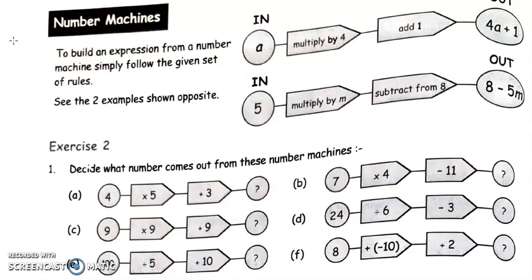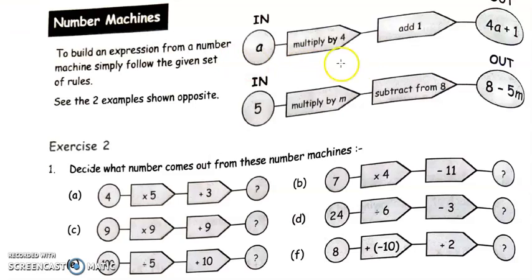And the second example shows you that you have got the number 5 and you multiply it by the letter M. So you would get 5M, okay? But it's then saying subtract from 8. So you're having to take your 5M away from 8. So the output would be 8 subtract 5M.